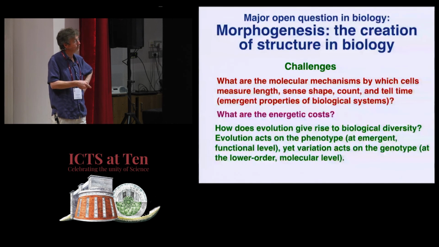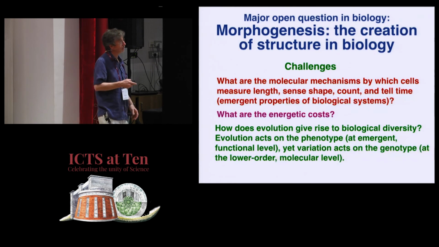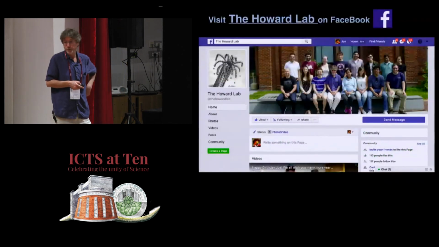The interesting thing about evolution is that it acts at the phenotype, which is the emergent property, yet the variation acts at the molecular level. So it seems to go backwards. And that's all I've got to say.